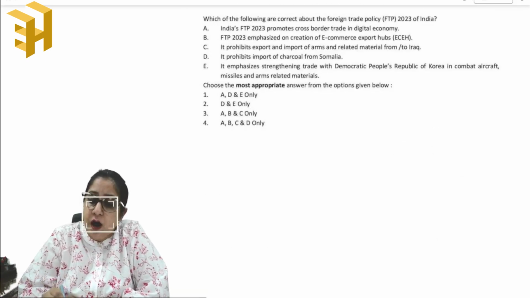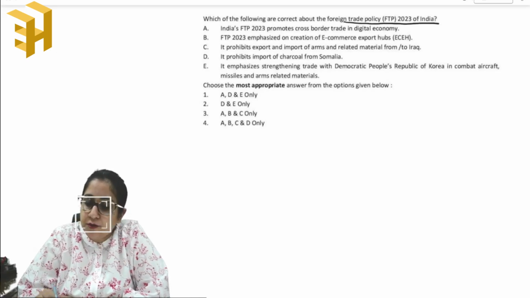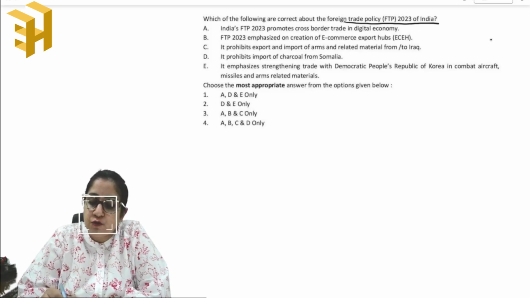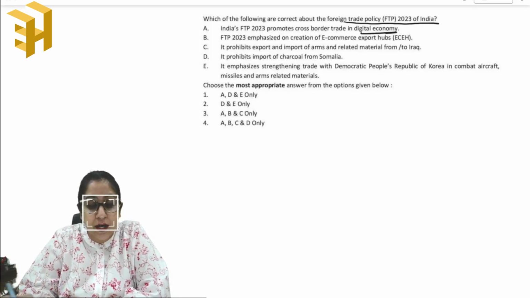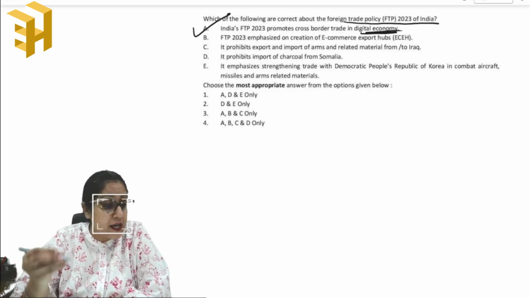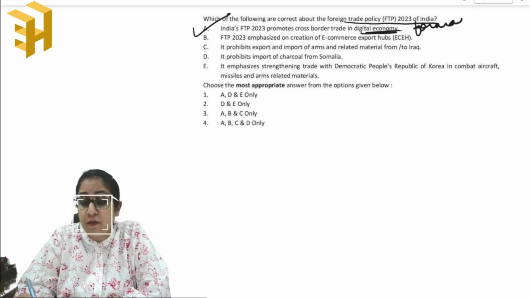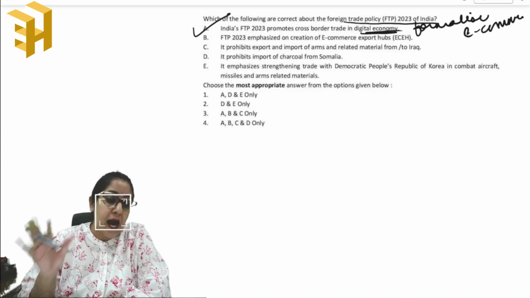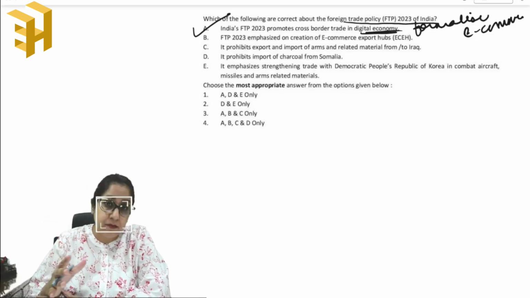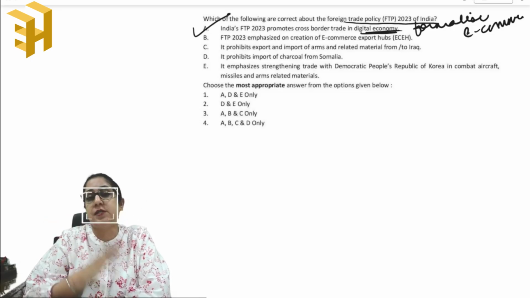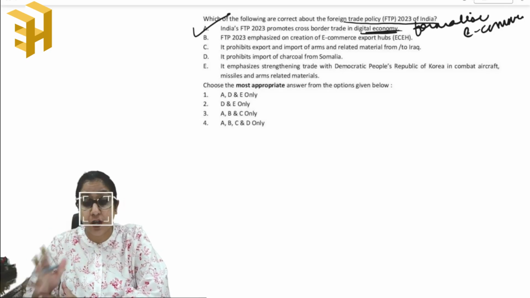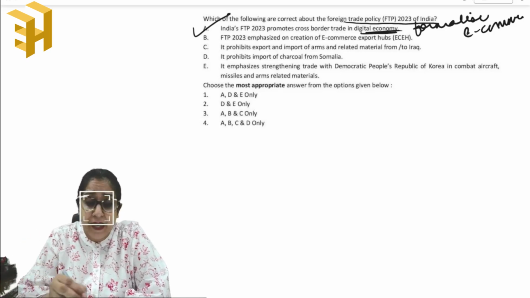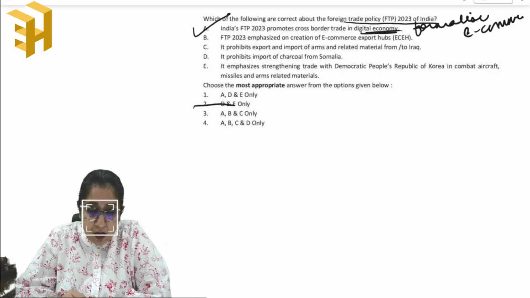Which of the following are correct about the foreign trade policy 2023 of India? First is that India's FTP 2023 promotes cross-border trade in digital economy. Yes, that is true. So they have formalized your e-commerce hubs, right? They have formalized e-commerce exports and also raised your courier consignment value limit to rupees 10 lakh, right? So these were very important changes that were made in FTP 2023. Okay, then A is right, we can strike out.